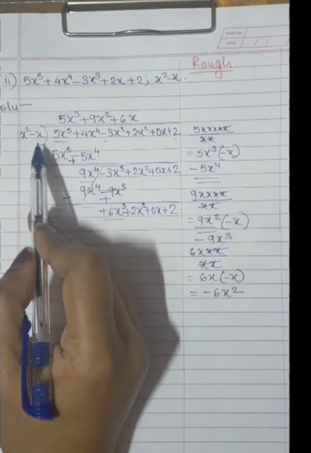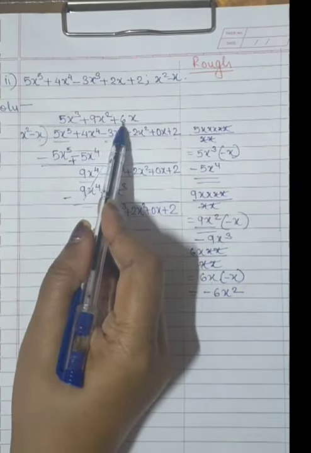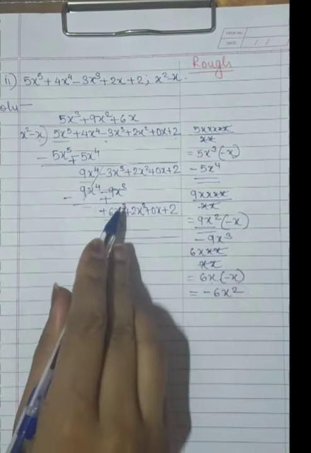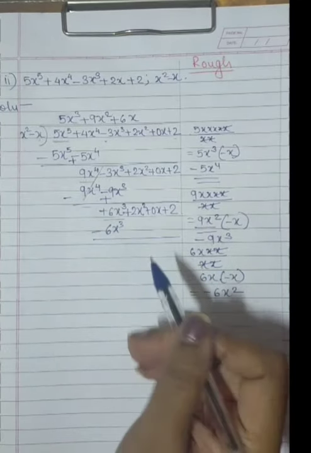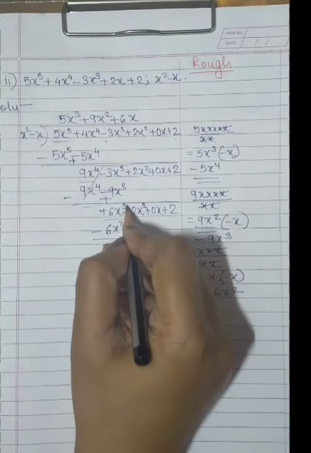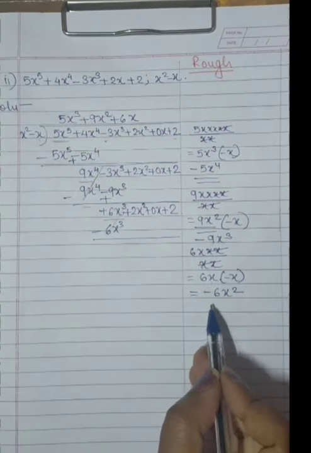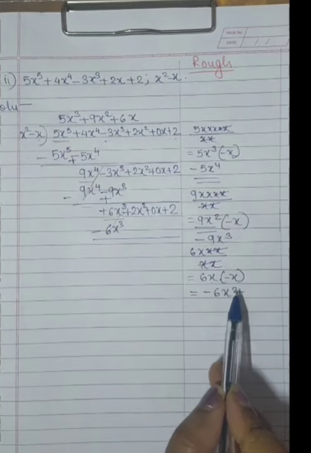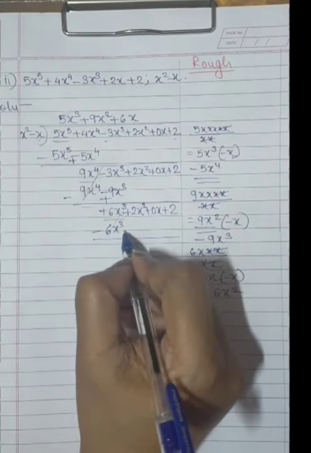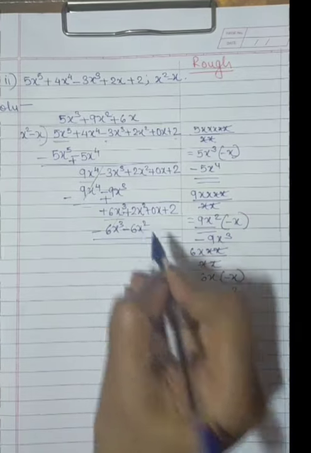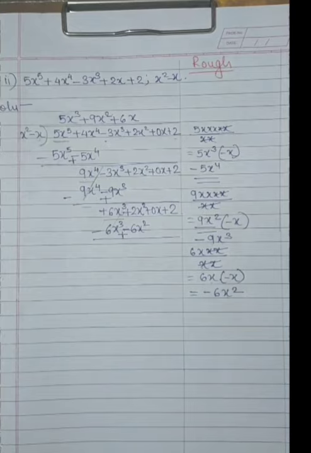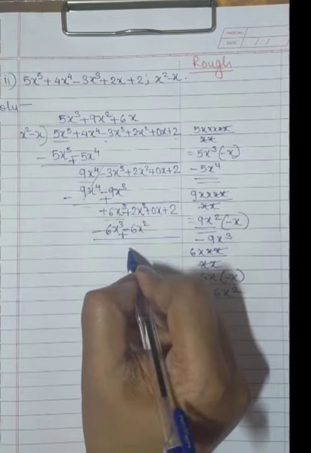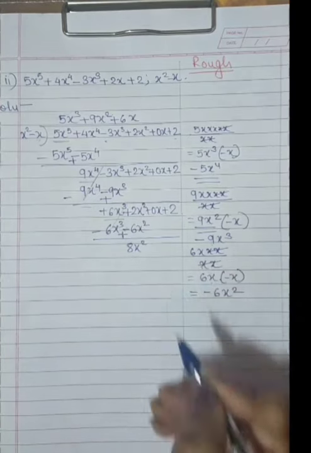First what we will do? x² multiplied by 6x means we will get 6x³. After that the sign will change, minus. Again this both will get cancelled. Now next step is what? After multiplying this both, we got minus 6x². So we are going to write here minus 6x². Here again the sign will change. Now here plus plus means plus will come, so we will get 8x².